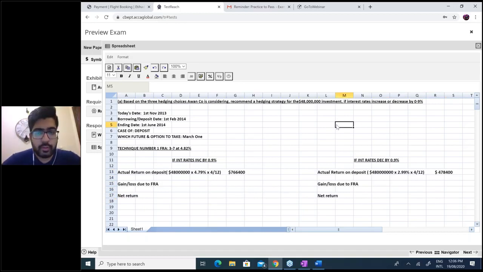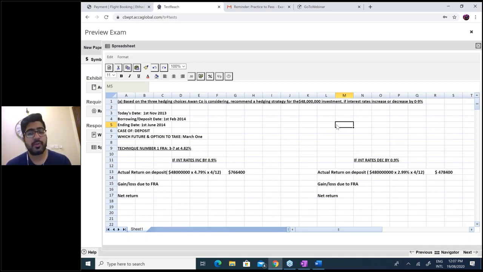Okay, so I need to recommend a strategy in case interest rates increase or decrease. So I have to make 2 columns, an interest rates increase column as well as a decrease column. The format I've told you is actual return on deposit and gain loss due to FRA, net return. If it's a borrowing case, then actual cost of borrowing, gain loss due to FRA, net cost. So I need to take actual return on deposit and then gain loss due to FRA, net return.